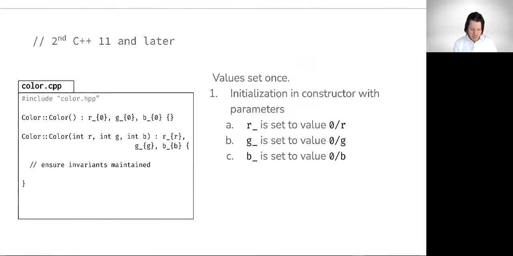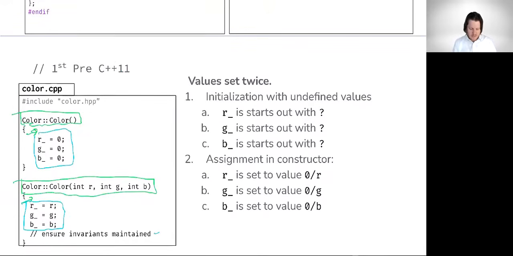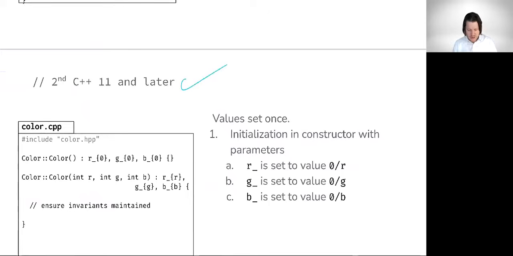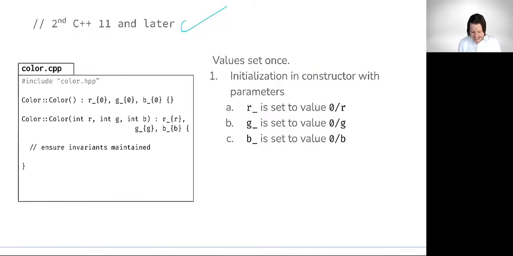So this is the preferred way. I'll go ahead and say, don't do that. Maybe make that red. Do not do that. We want to follow the C++11 and later means of doing this, and again, that is using the initializer list here: that colon followed by the list of data members and the values that we'd like to start them out with.